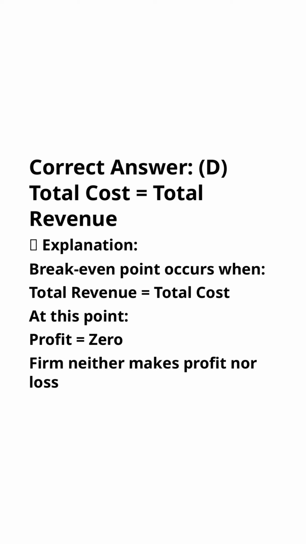The key idea here is that the break-even point occurs when total cost equals total revenue. This is the moment where the firm covers all its expenses but doesn't generate any profit. Understanding this helps us see how businesses analyze their performance and determine the level of sales needed to stay afloat. So remember, the correct answer here is D, which states that total cost equals total revenue at the break-even point.